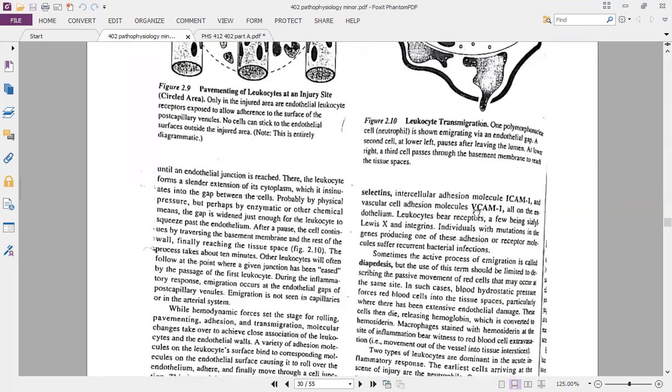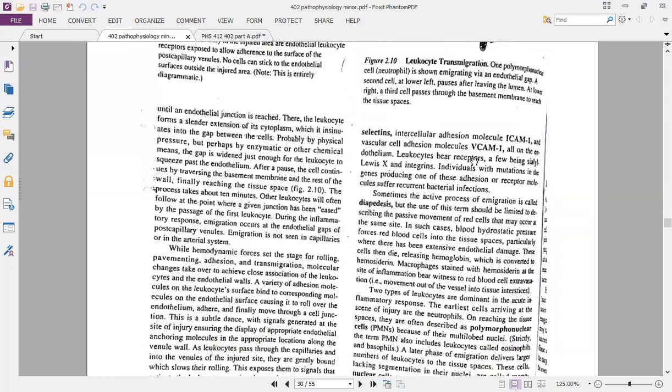When the white blood cells are squeezing out, there are various receptors and protein complexes which are forming. There are molecules such as selectins, intercellular adhesion molecule ICAM-1, and vascular cell adhesion molecule VCAM-1. These are all present on the endothelial lining of the capillary. When pavementing is occurring, these leukocytes, which have receptors for these particular molecules, form complexes with them. When they bind with these molecules, they start to marginate, roll, pavement and adhere.